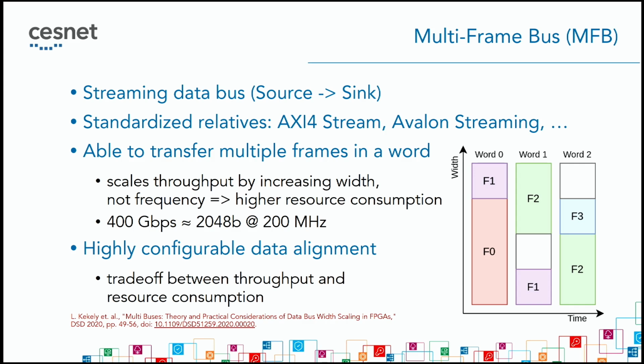able to transfer multiple frames or parts of frames or packets in each data word, so the data words aren't empty, which would reduce throughput at the shortest packets. And this is exactly what the multi-frame bus allows. It allows you to stack frames in each data word and hence reach 400 gigabits per second at 200 megahertz frequency.